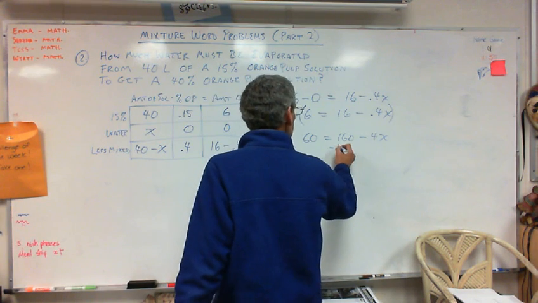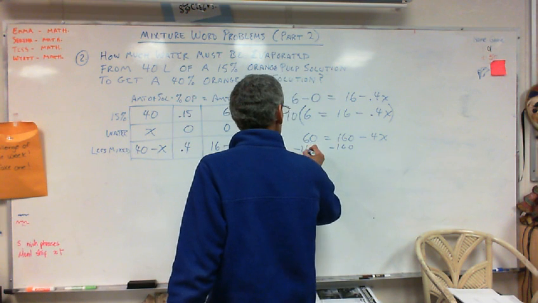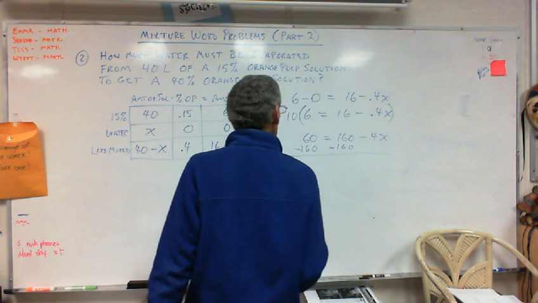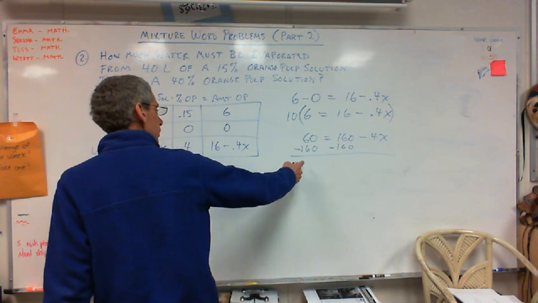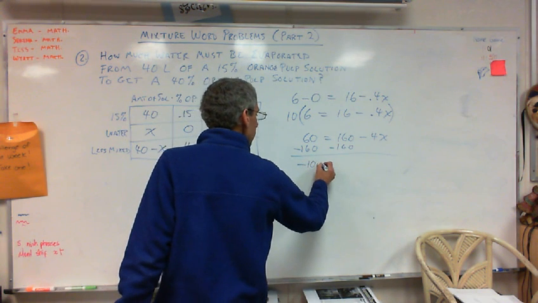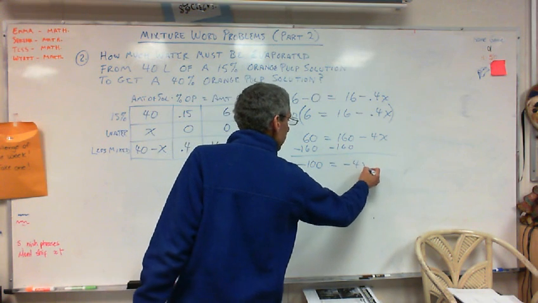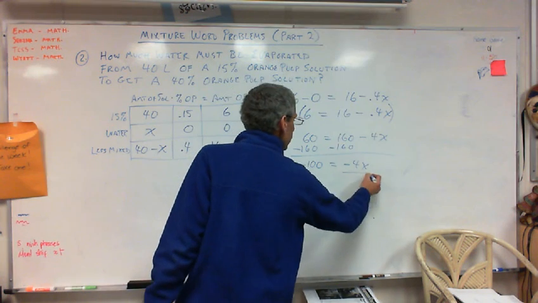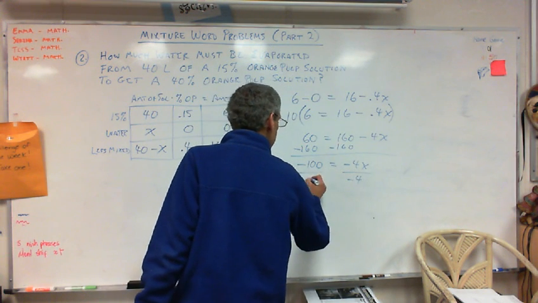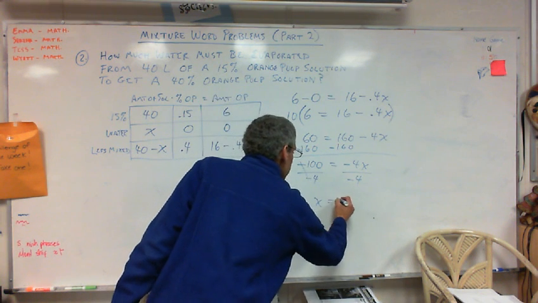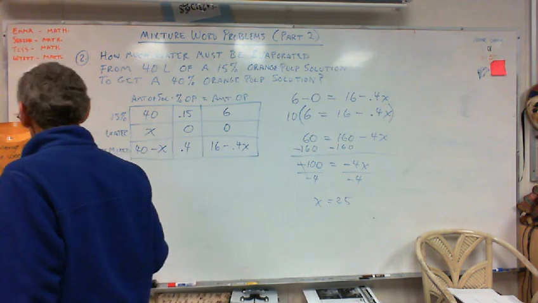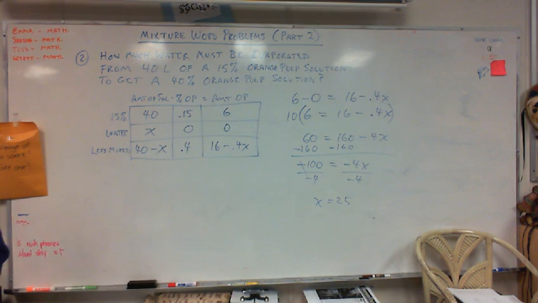So I'm going to subtract 160 from both sides. So what would I get here? Negative 100 is equal to negative 4x. I would divide both sides by negative 4. X equals 25. So we solved for x.